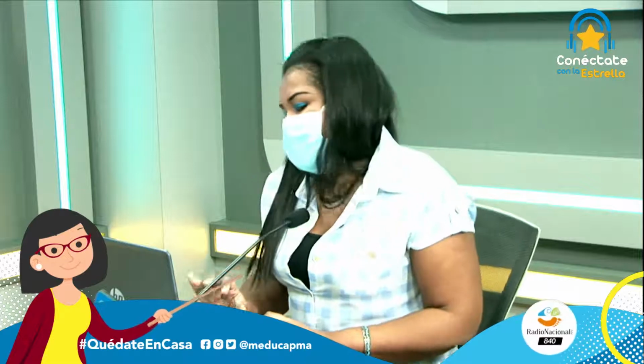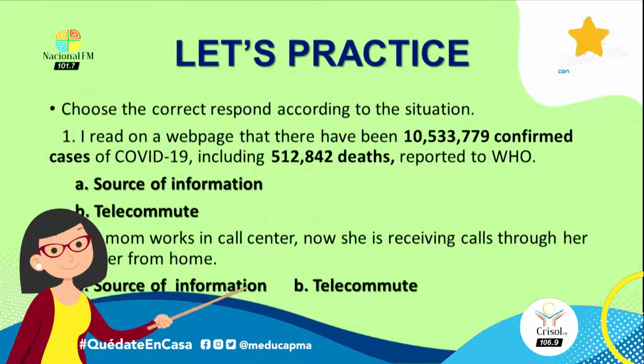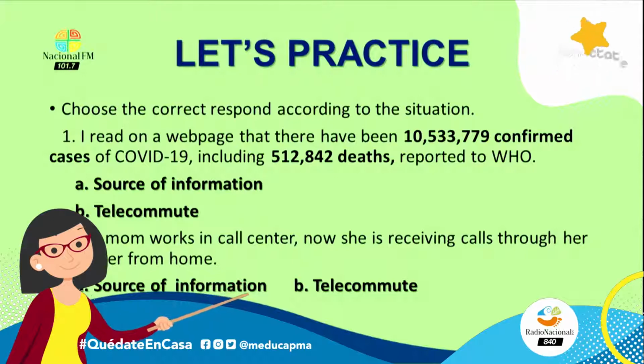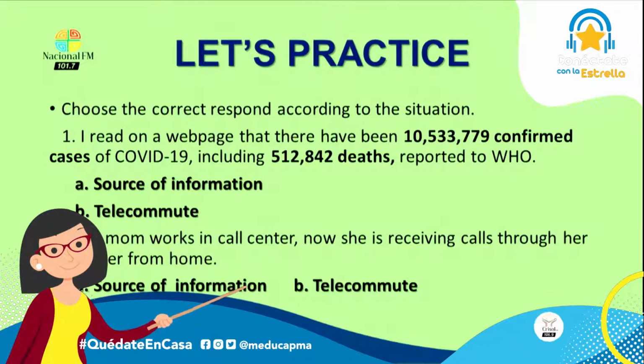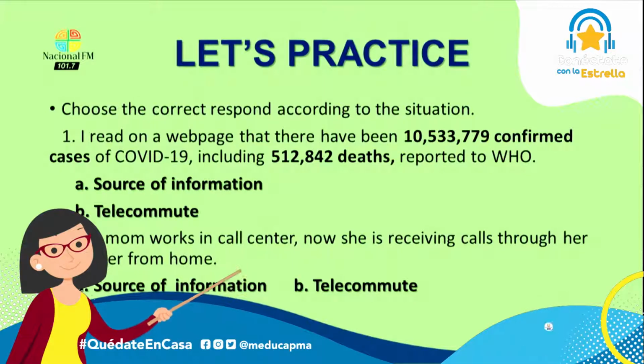And let's practice. In this practice, you have to tell us, according to this situation, how technology or how platforms and apps help us, okay? Number 1, I read. It says read, dice read, el verbo read. However, I have to pronounce it differently, lo pronuncio en forma pasada. I read on a web page that there have been over 10 million confirmed cases of COVID-19, including 512,842 deaths reported to WHO.